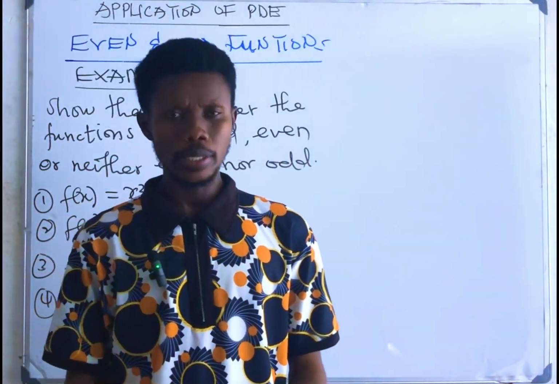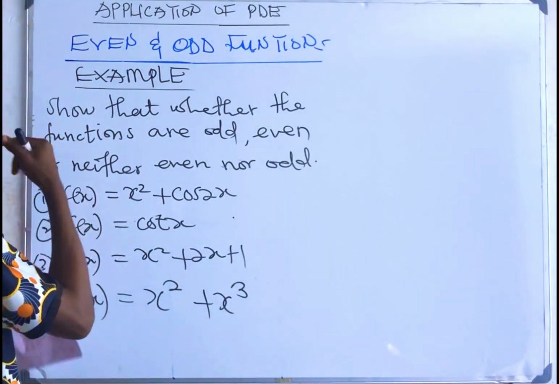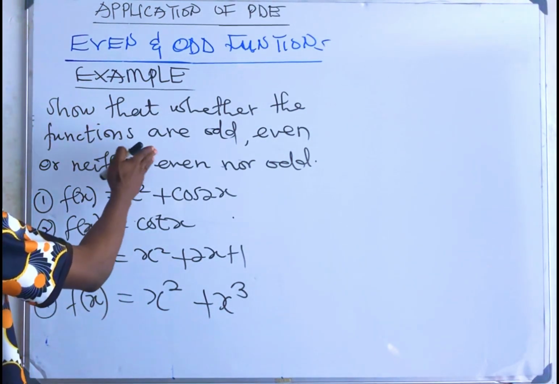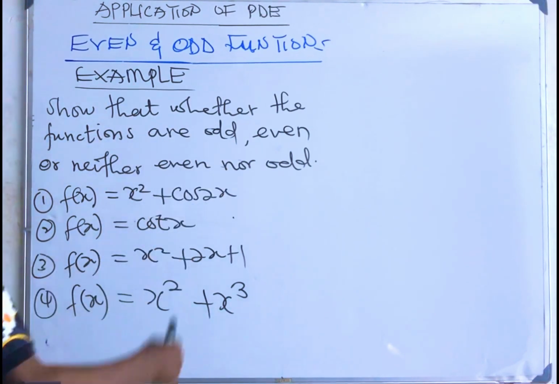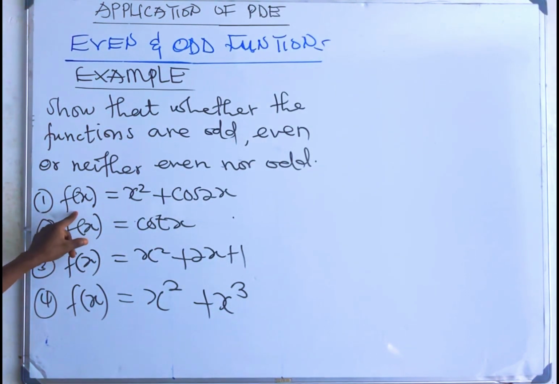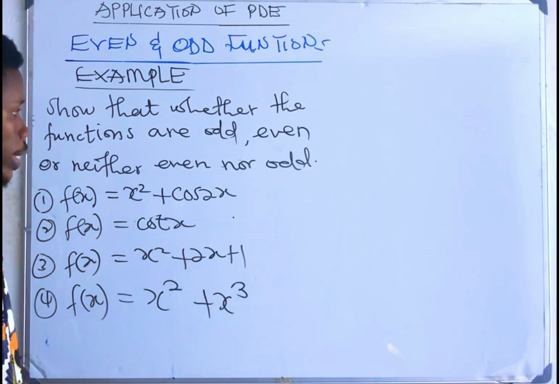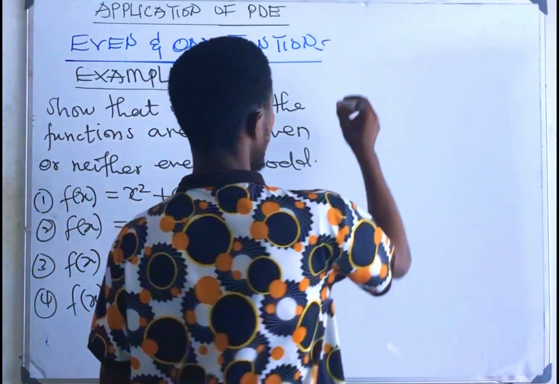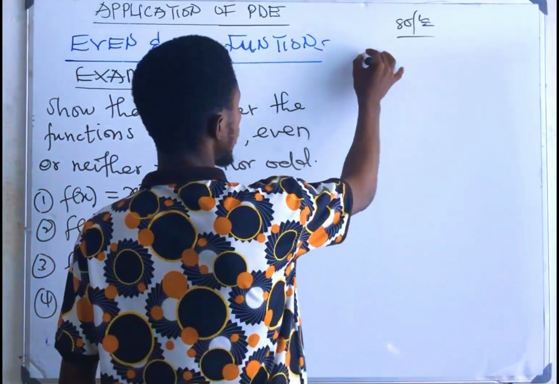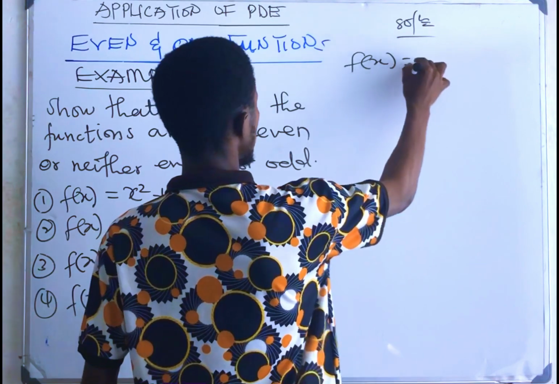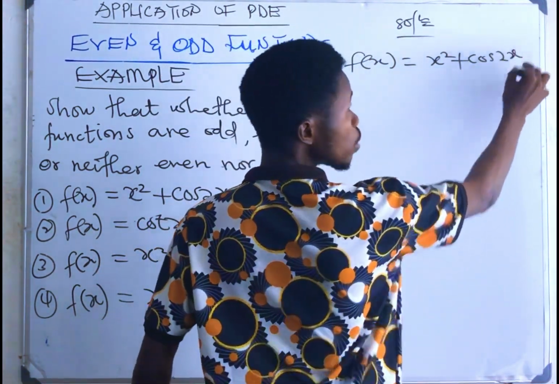Now let's look at the examples, okay? So I have my examples here. Show whether the functions are odd, even, or neither even nor odd. The first one is f(x) = x squared plus cos 2x. How do you show that? So let's see. First one is f(x) = x squared plus cos 2x.